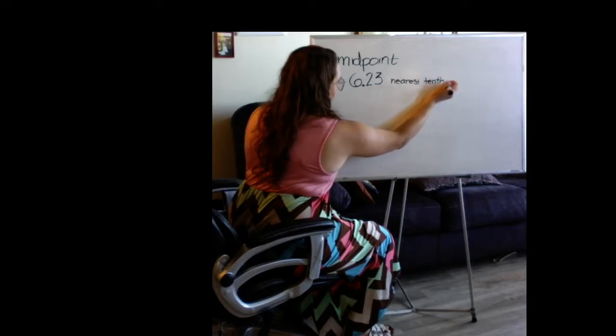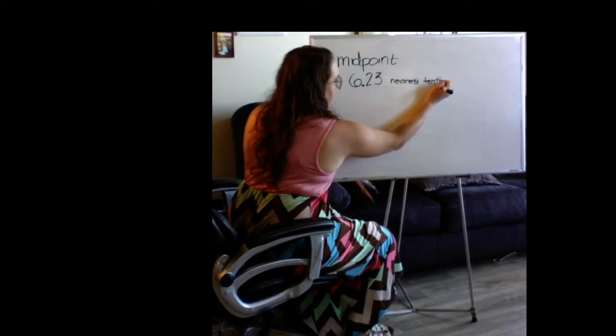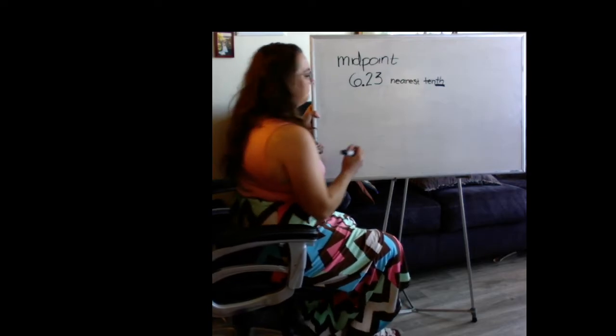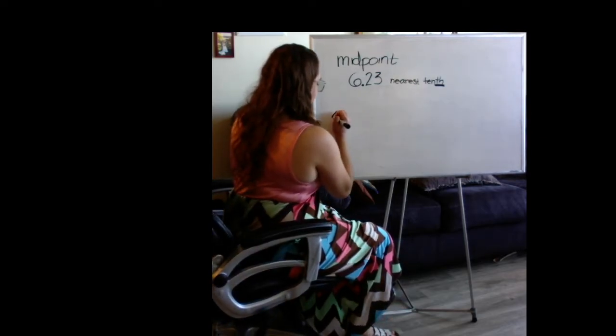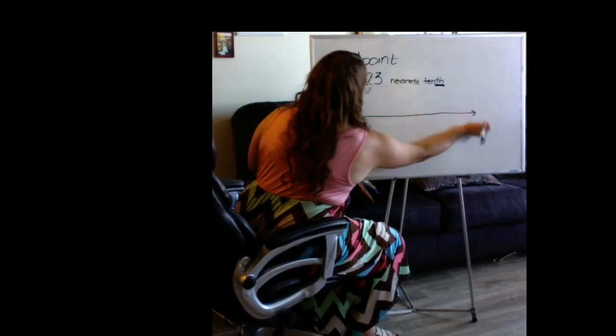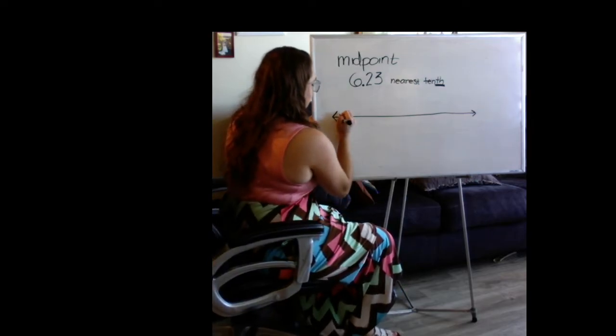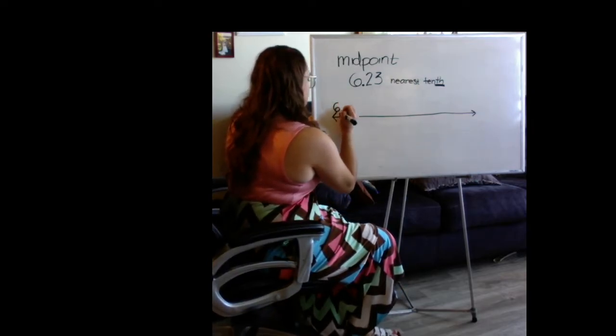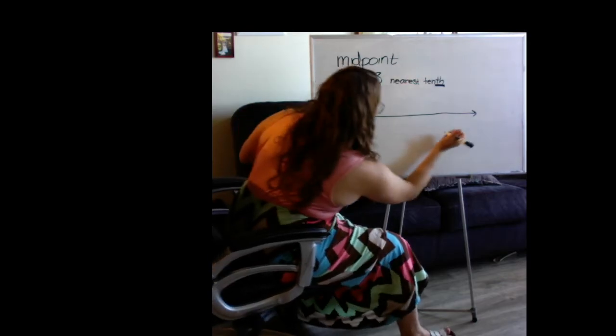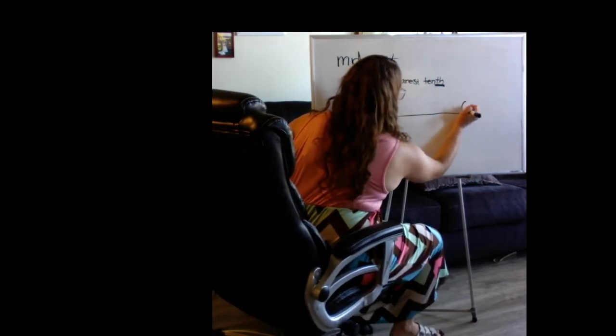Here we are rounding 6 and 23 hundredths to the nearest tenth. I should underline that too because it's in the tenths place. That's what I'm considering. I draw out my number line. The low end is going to be 6.2 where it stays the same, and the high end is going to be 6.3 if that 2 was raised up one place.